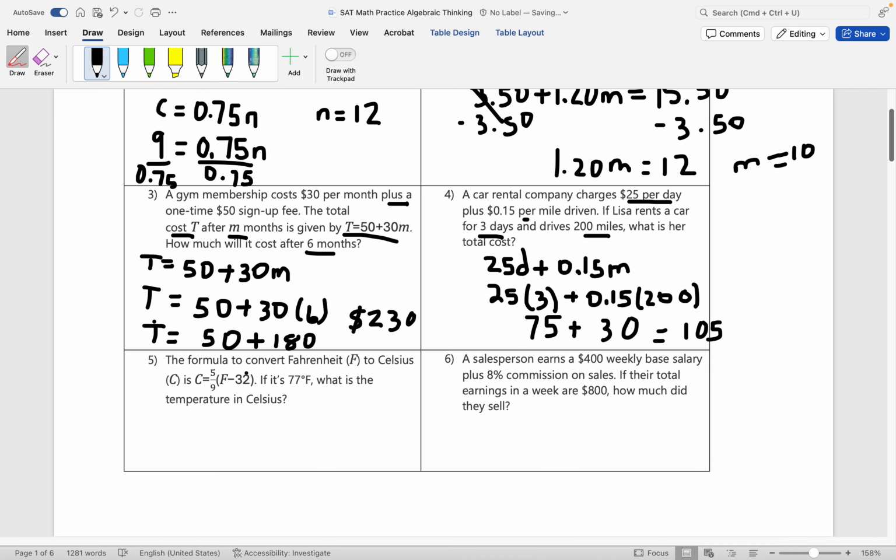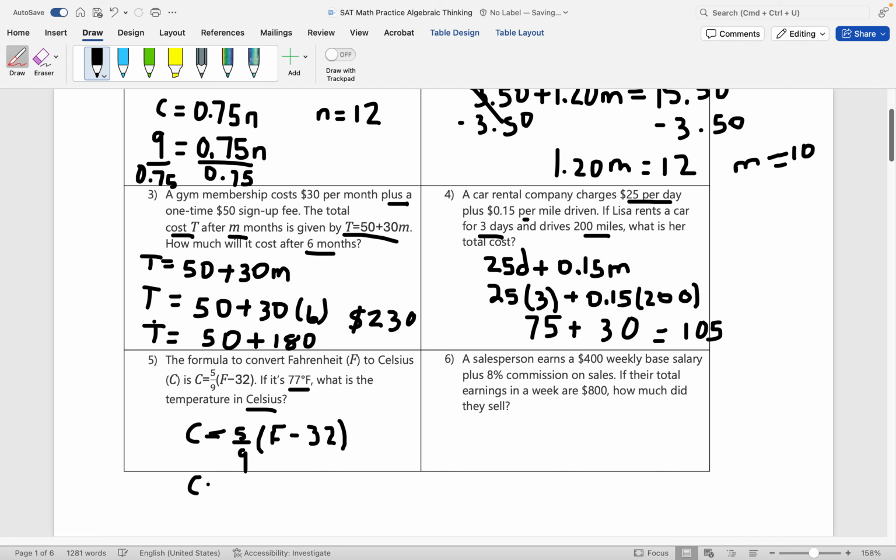Number 5, the formula to convert Fahrenheit F to Celsius C is C equals 5/9 times F minus 32. If it is 77 degrees Fahrenheit, what is the temperature in Celsius? So remember, they give you a formula, or an equation, they want you to solve it. So I always start with the equation. C equals 5/9 multiplied by the Fahrenheit minus 32. So now I'm going to substitute. They gave me 77 Fahrenheit, so I'm going to substitute this F for 77.